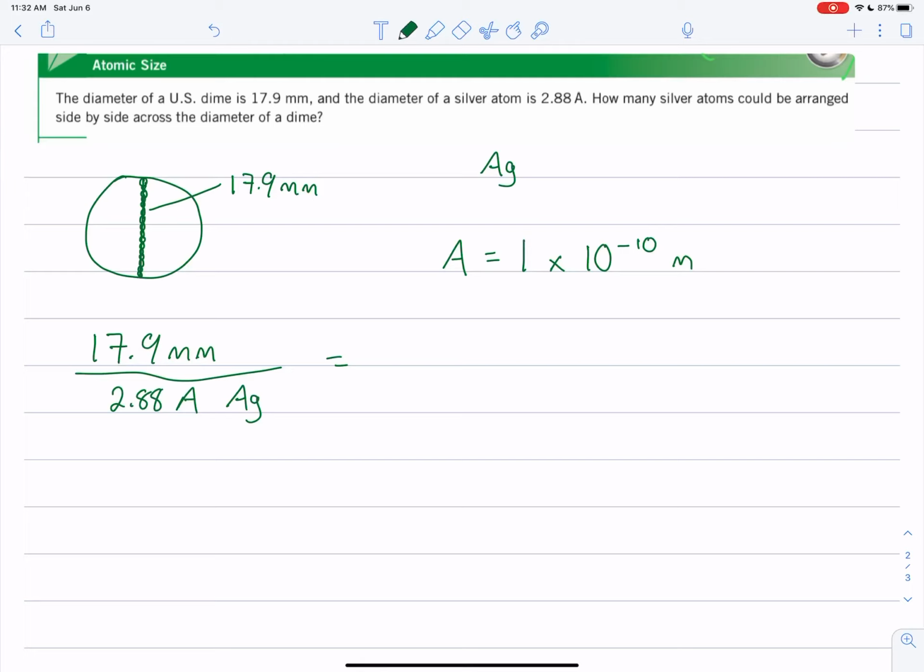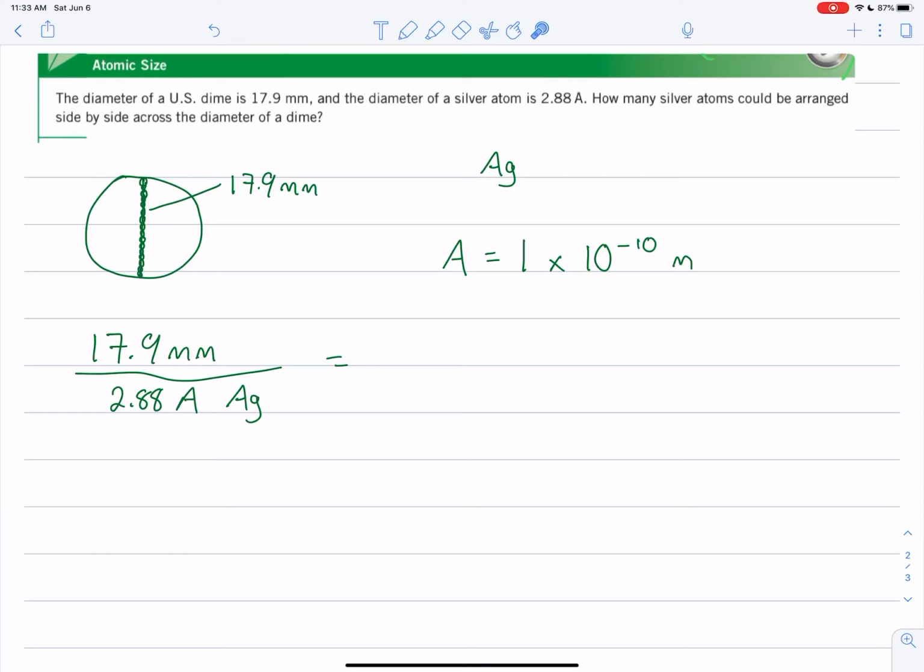All right, so we're going to look at this problem here. It can be a little confusing, I think. I got confused for a while about it, and I think the way they do it in the book is a little confusing too. So the question reads, the diameter of a US dime is 17.9 millimeters, and the diameter of a silver atom is 2.88 angstrom. How many silver atoms could be arranged side by side across the diameter of a dime?